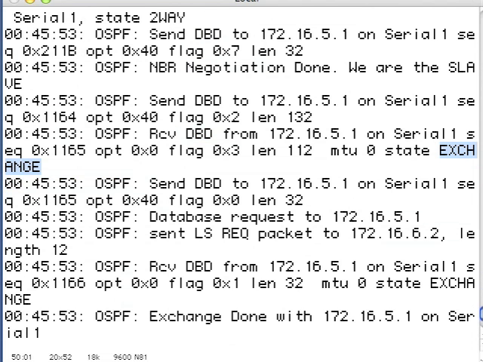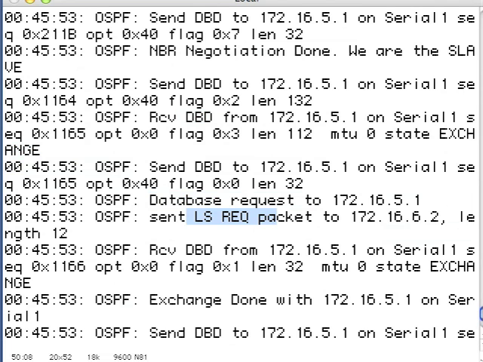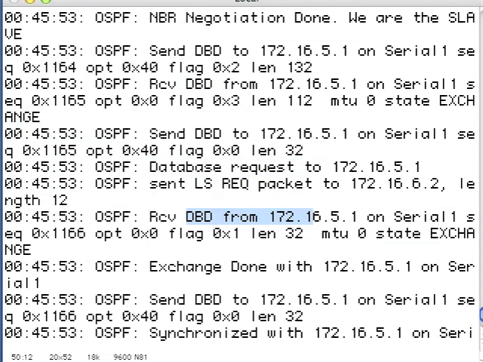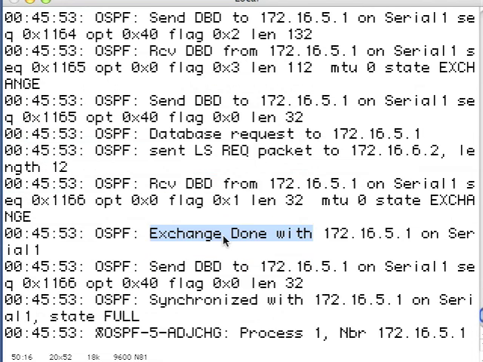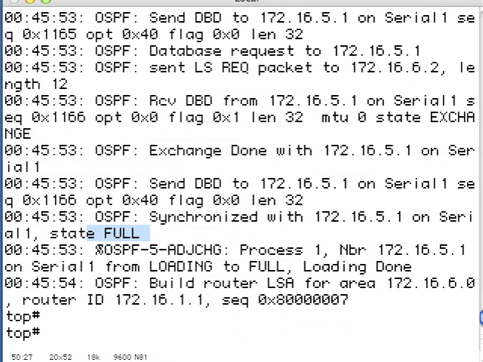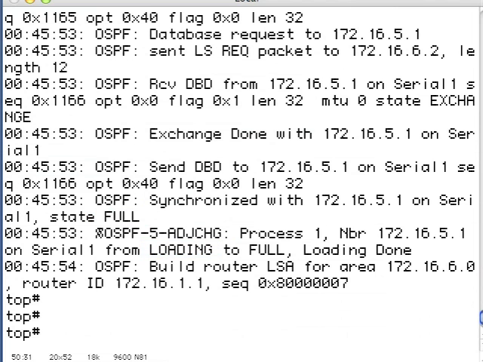And so we're sending LSAs back and forth. We're sending our database descriptions. We sent a database request, which is an LSA request, and we receive the databases back. We're still in the exchange state, and then exchange is done. Hey, we've exchanged all of our LSAs. We send our database description. We just verify that we're synchronized. Our state is full, and oh, by the way, we need to load our routes into the routing table, and I believe that's what loading is referring to.